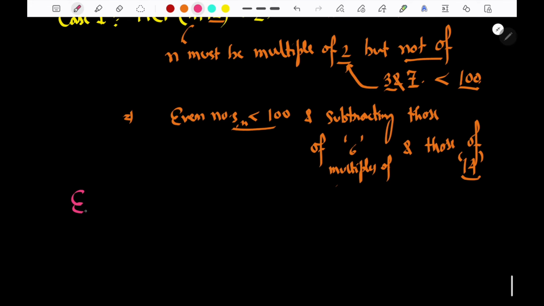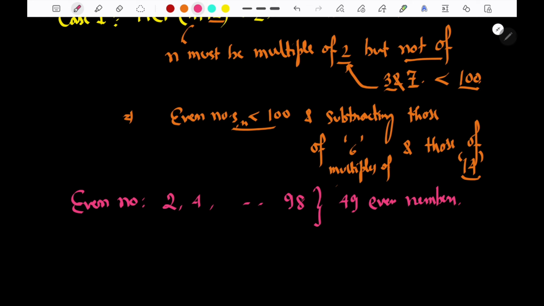We can count systematically. For example, even numbers. How many even numbers will be there? 2, 4, up to less than 100, that is 98. So what is the total number? 49 numbers. 49 even numbers first.